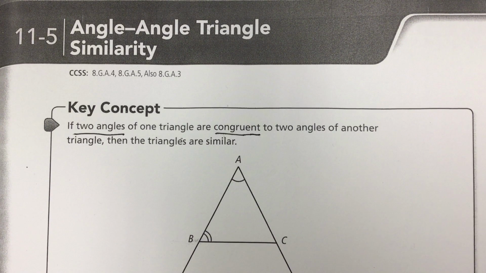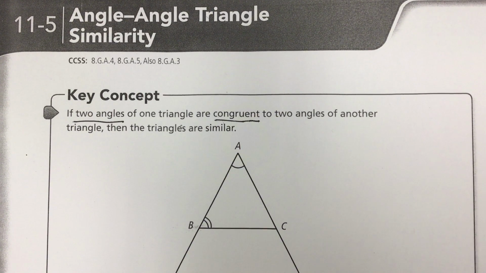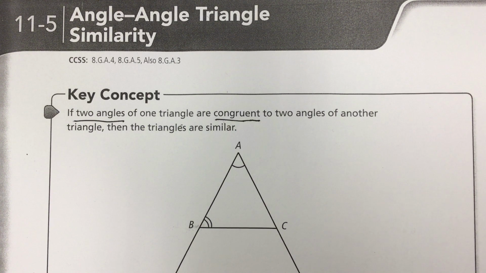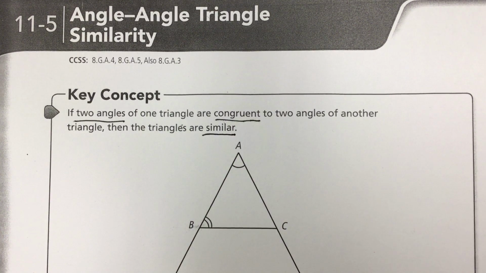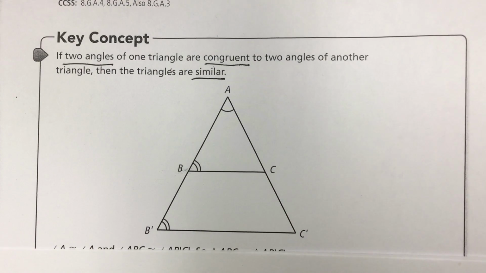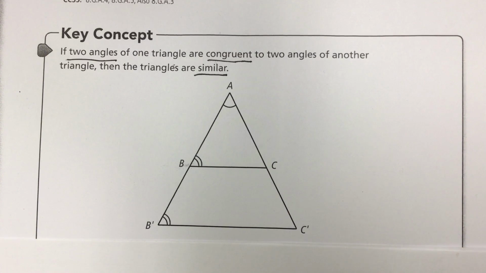Section 11-5, angle, angle, triangle similarity. If two angles of one triangle are congruent to two angles of another triangle, then the triangles are similar. I'm going to read that again. If two angles of one triangle are congruent to two angles of another triangle, then the triangles are similar.